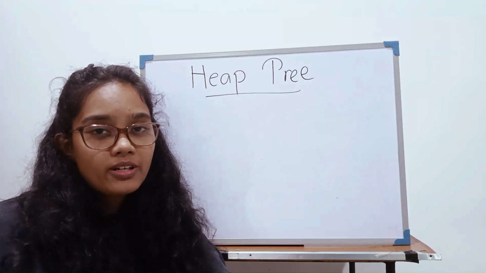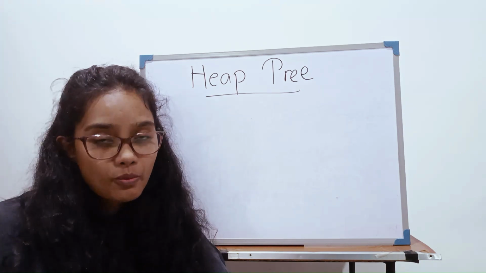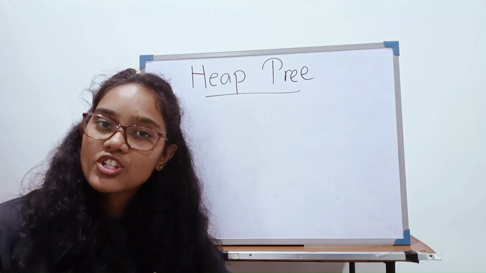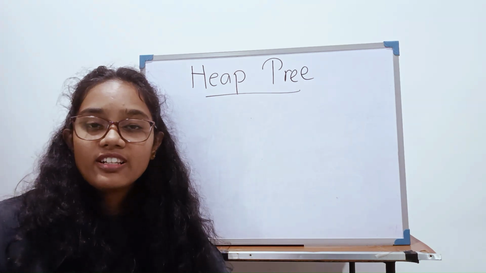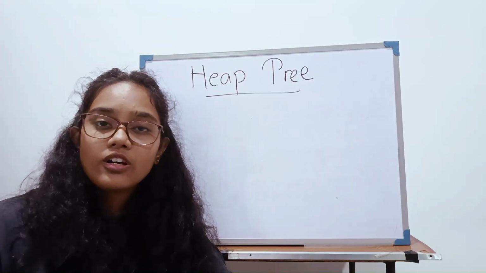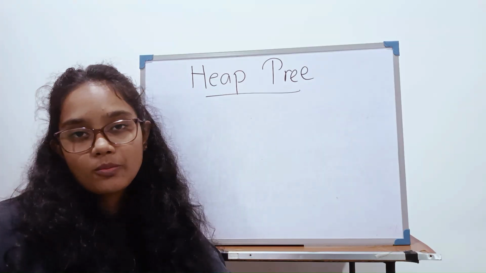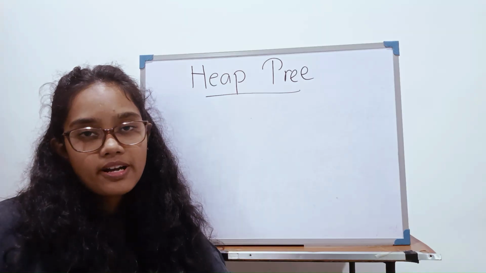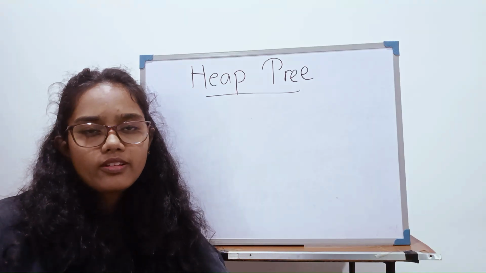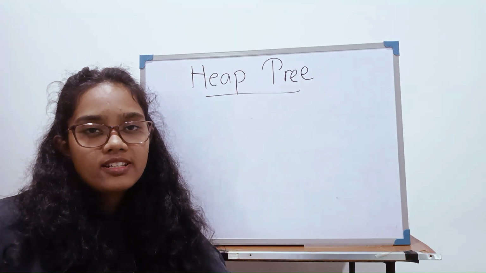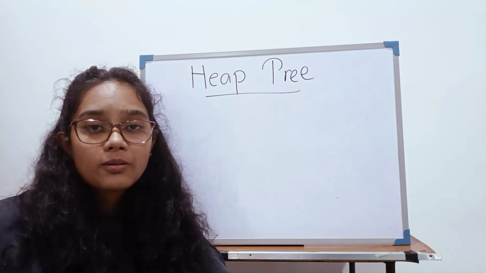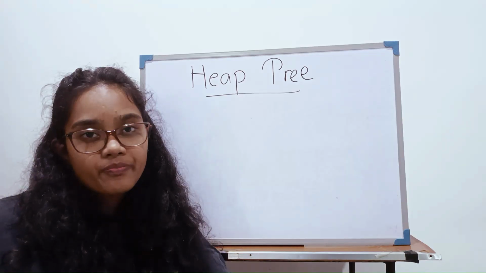A heap tree must satisfy two properties. First one is the shape property and the other one is the heap property. So let's look at the shape property. What is meant by the shape property? Shape property means that a heap tree must be of the complete binary tree structure.